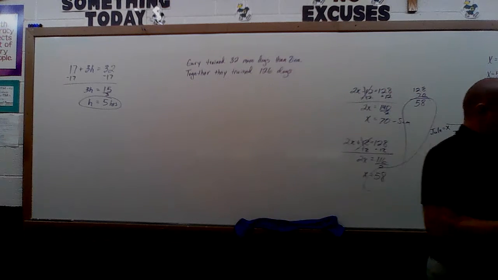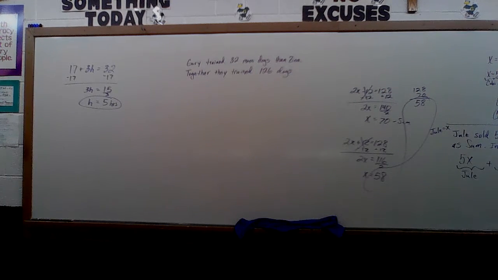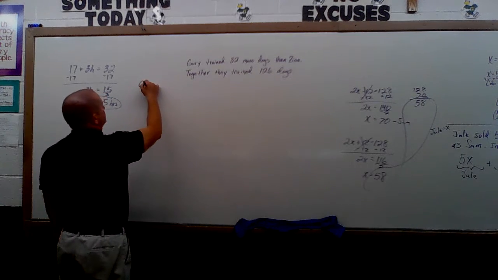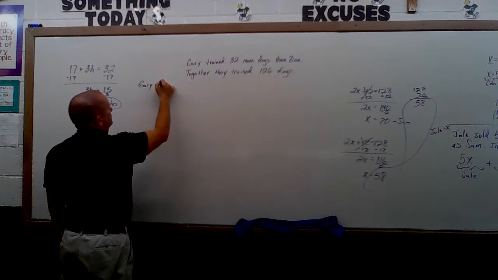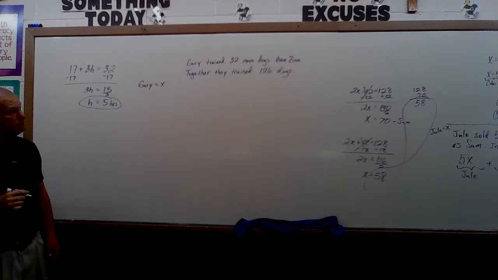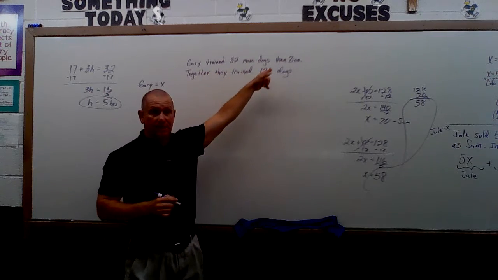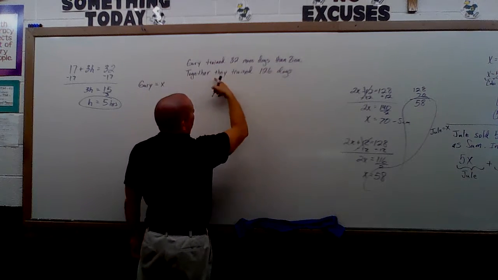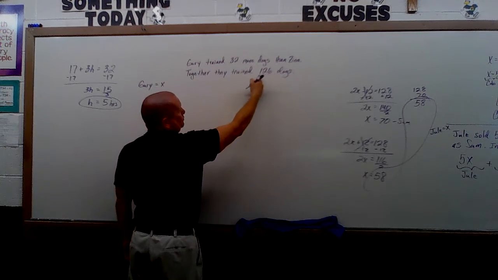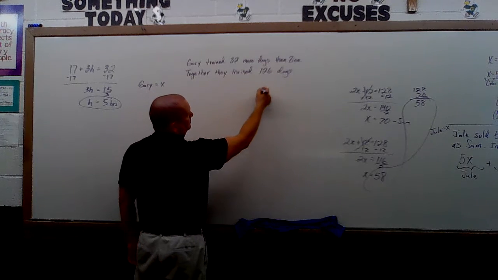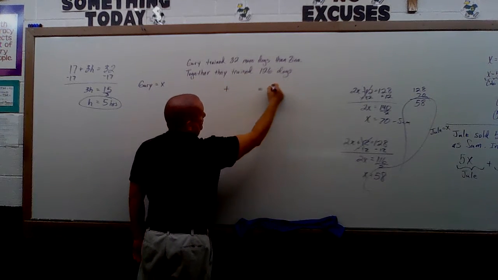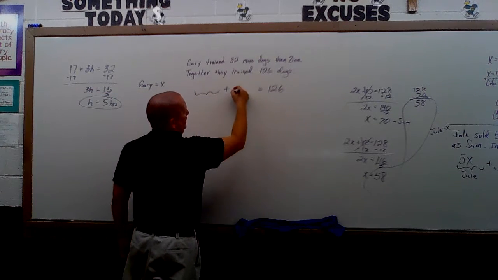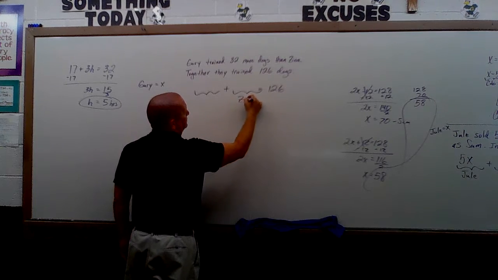Okay. So, once again, pick what X is. Gary's X. Who did more? Gary trained 32 more, right? Okay, so if he's X, and again, if they train together 126, what's that 126 tell us? That has to be my grand total of the number of dogs, right? So here's Gary. Here is, what was the other one? Zena.